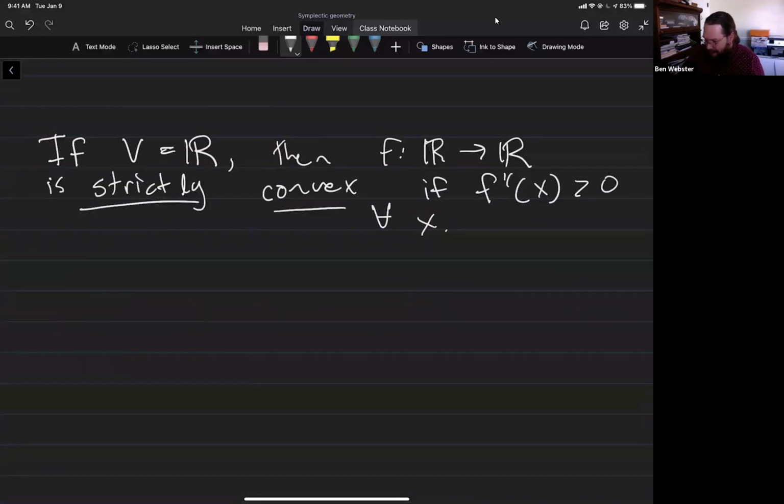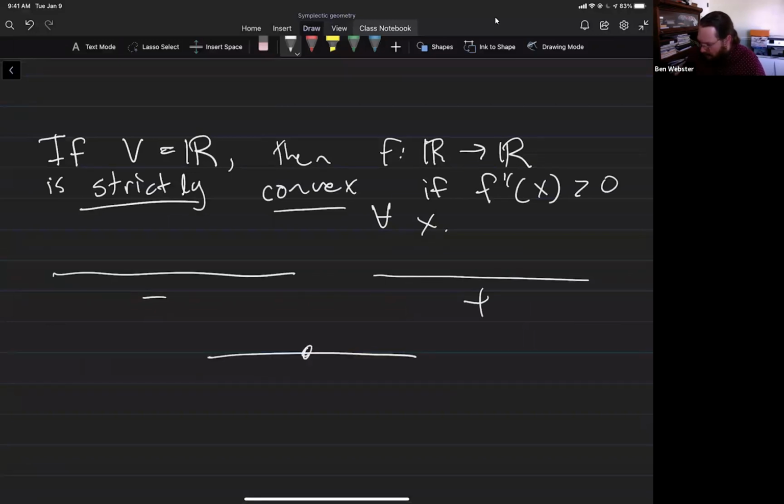So I can either have that the first derivative is negative everywhere. Well, that's not very interesting. In particular, there'll be no critical points. It could be positive everywhere. Again, no critical points. Or it could be negative for a while and then positive for a while after that. And then there's one critical point, which has to be a global minimum.